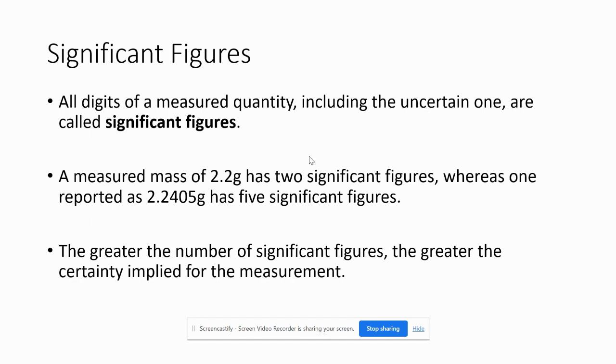This is where significant figures become important. All digits of a measured quantity, including the uncertain one, are called significant figures. A measured mass of 2.2 grams has two significant figures, whereas one reported as 2.2405 has five significant figures. The greater the number of significant figures, the greater the certainty implied for the measurement.